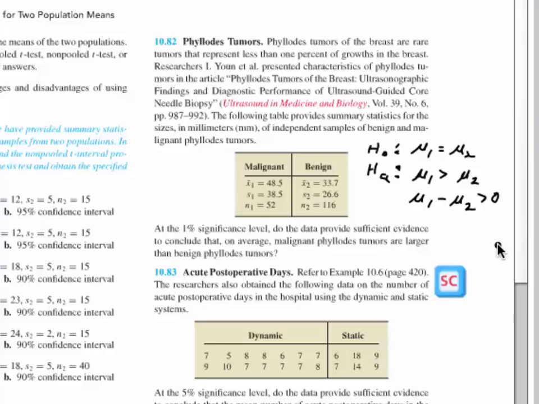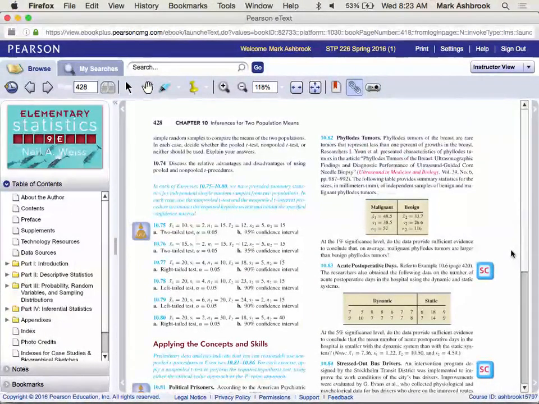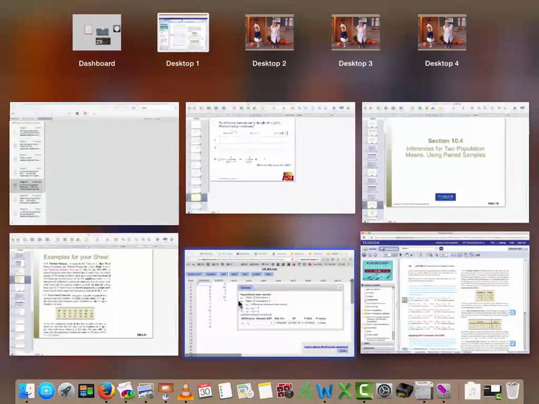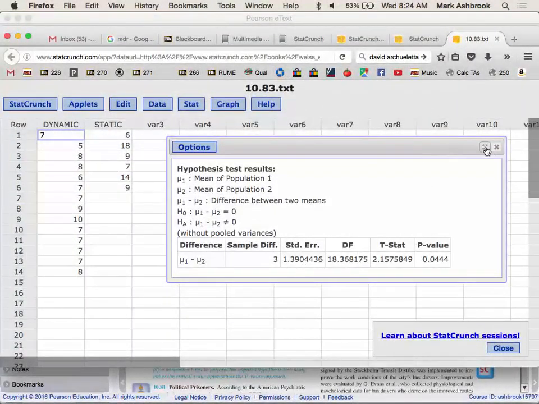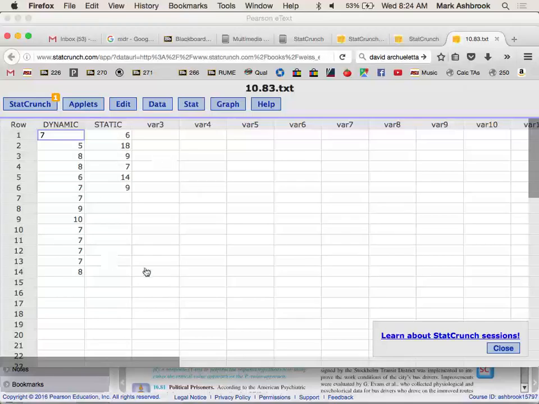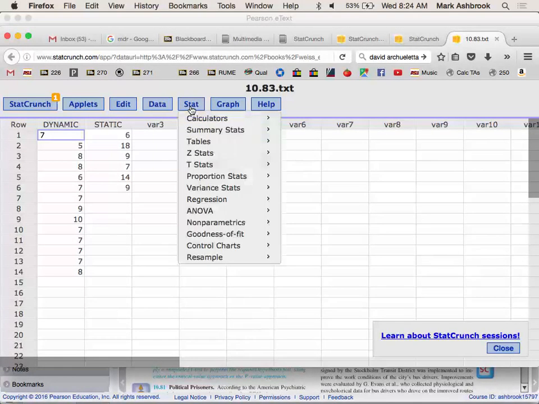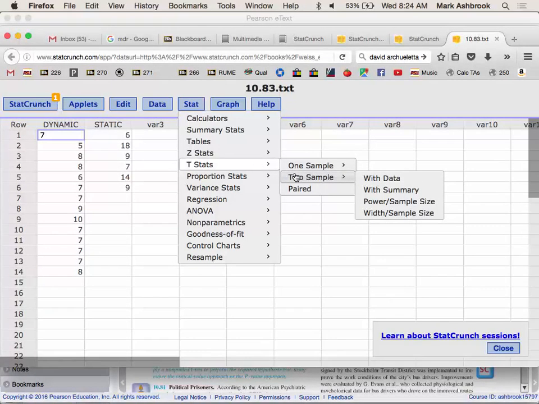Okay, so we're ready to go. We got our data. Did you guys write down the table numbers? Because I'm going to go to StatCrunch. Any way you can get to StatCrunch, you can get to it from an example like this, or you can just go to my StatLab and use the left-hand menu. You can even have data in it, it doesn't matter. So we're going to go to Stat, T Stats, Two Sample.